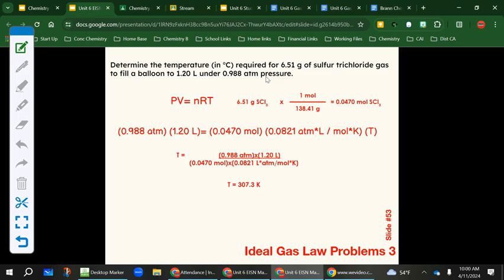Don't leave it there. Put it into Celsius. Subtract 273, 34.3. Would we just lose 1 point if we didn't convert it back into Celsius? Well, you would lose 2 because the final answer needs to be in the unit of Celsius, not in the unit of Kelvin. And your final answer is always worth 2 points.